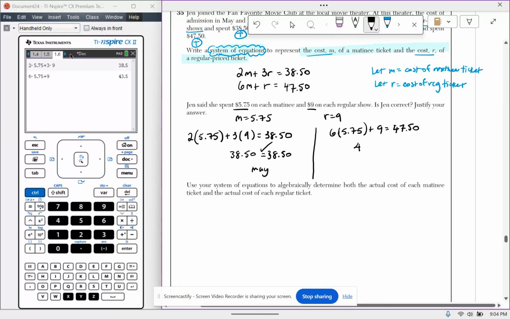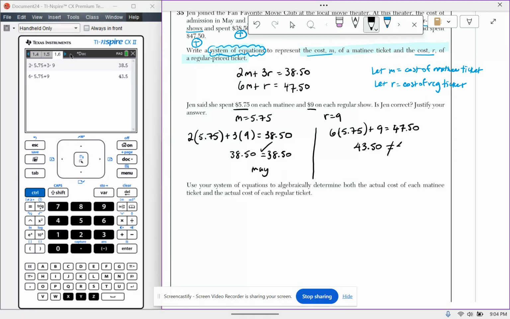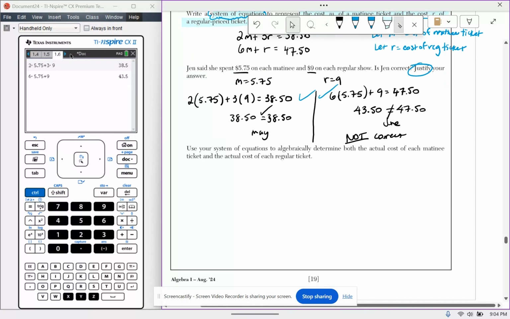It does not work in June. Oh no, my pen's gonna die. If it doesn't work in June, that means it doesn't work in both. That means she is not correct. And this math here, all this substitution is perfect justification, totally fine. You don't need to explain any further. You just have to button it all up with a not correct and then show your math.